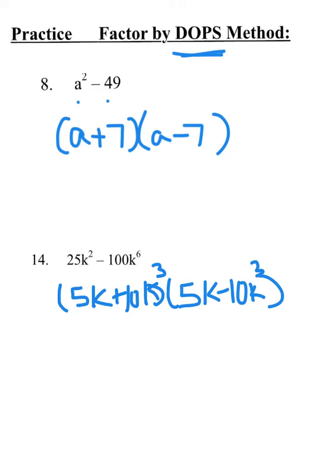So, difference of two perfect squares, still the same type of situation. The only thing you have to remember is k to the 6th would be 3 and 3. If it was something to the 10th, it would be 5 and 5, okay? Moving on to the last type we need to review from 9th grade.